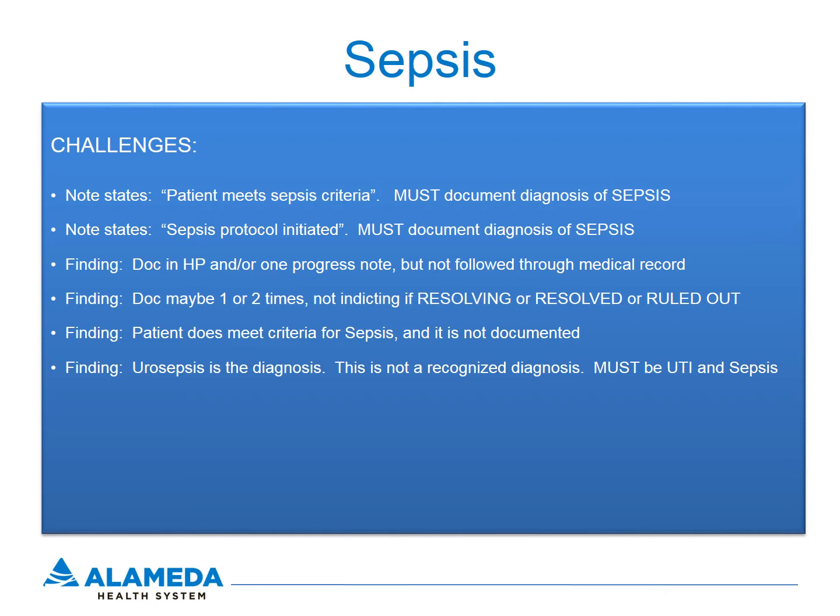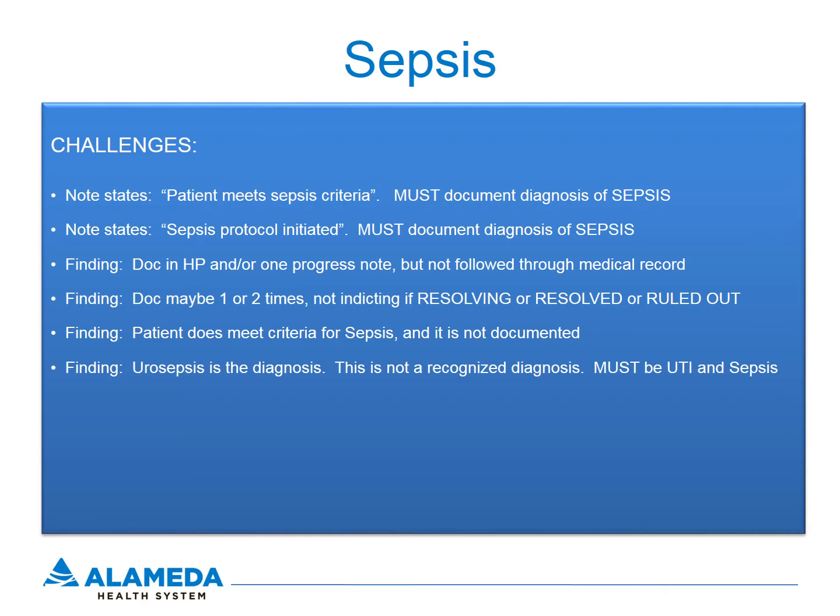Another thing we'll come across is a finding where there will be documentation in the H&P and only one progress note, but it's not followed through the medical record. Of all the diagnoses that must be followed through the medical record, in each progress note, you must carry the diagnosis of sepsis through the progress notes until and including the discharge summary. Now, you can write throughout sepsis resolving, sepsis resolved, but you must write the diagnosis throughout the medical record and then on the discharge summary.